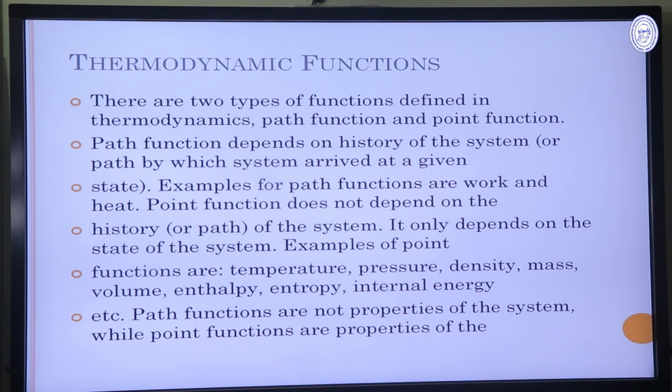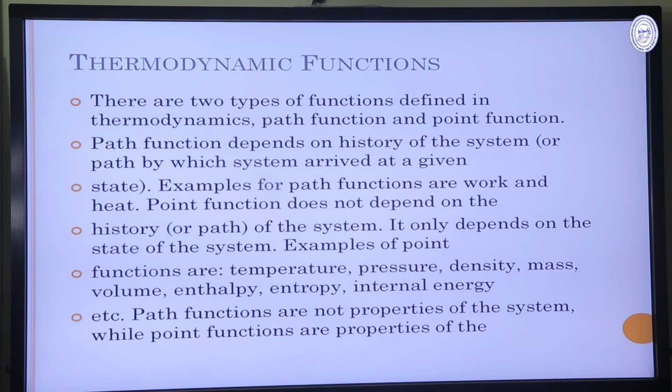There are numerous examples as well. The commonest ones that we are going to deal with in thermodynamics are work and heat, and you must remember these two important parameters are very much path dependent. So, work and heat are the path functions. Now coming up to the point function.